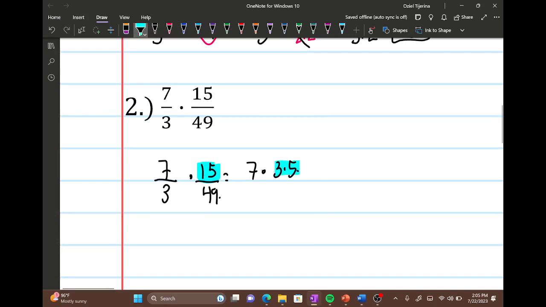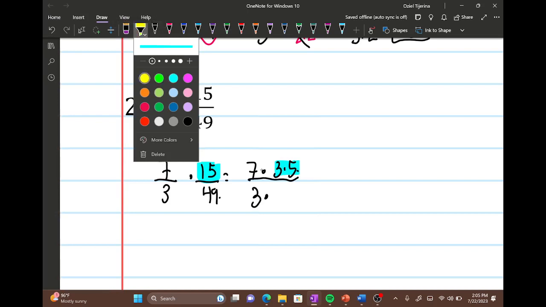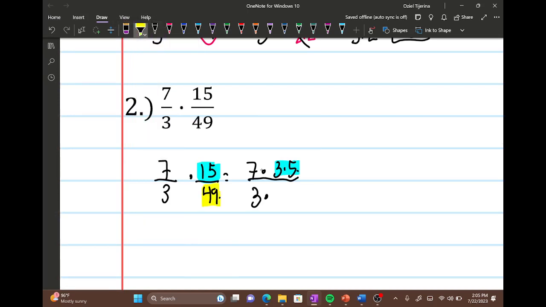And then over 3 times, and we're going to do the same thing with 49. So 49, two numbers that multiply to 49 are 7 times 7.